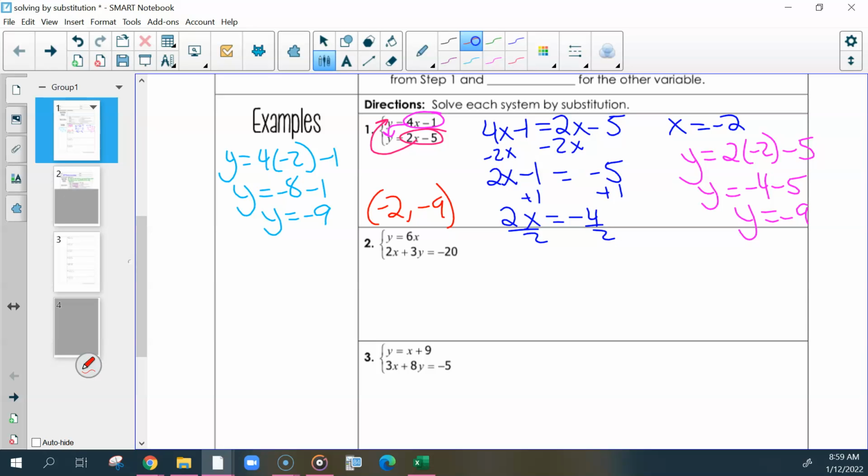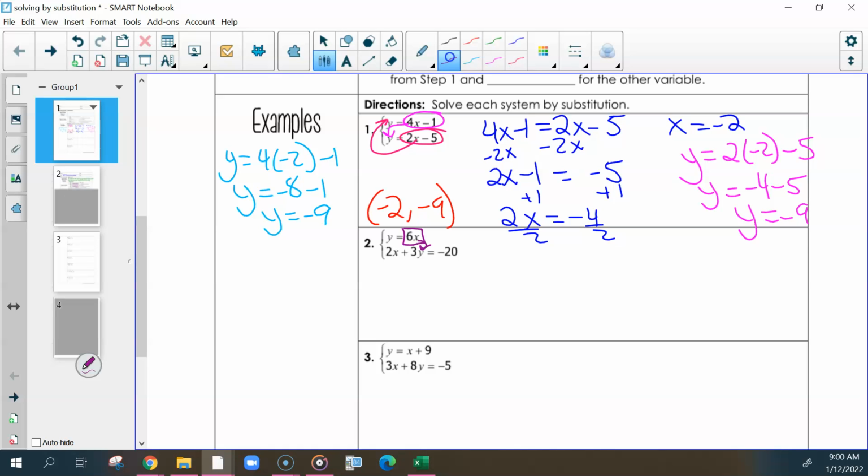Right. Let's move on to number 2. Do we have an equation where we have x or y solved by itself? Yes, this one. So we're going to take this expression from this equation and substitute it into the other one where y is. The only reason this one is different than the first one is that they were both already solved for y, so we had to set them equal to each other.